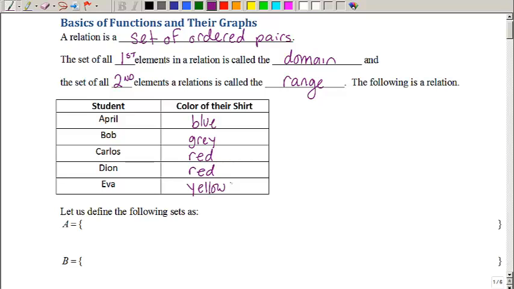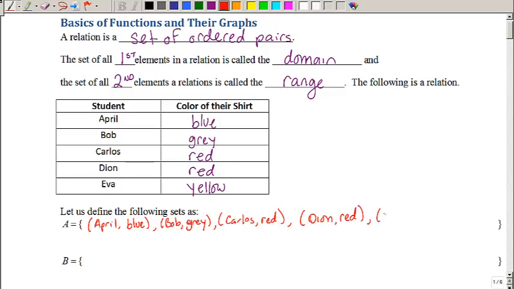So we're going to go ahead and define two sets, A and B. Set A I'm going to define as the student, we'll say April for the first point, comma, blue, and so on and so forth. Bob, comma, gray, Carlos, comma, red, Dion, comma, red, and Ava, comma, yellow.